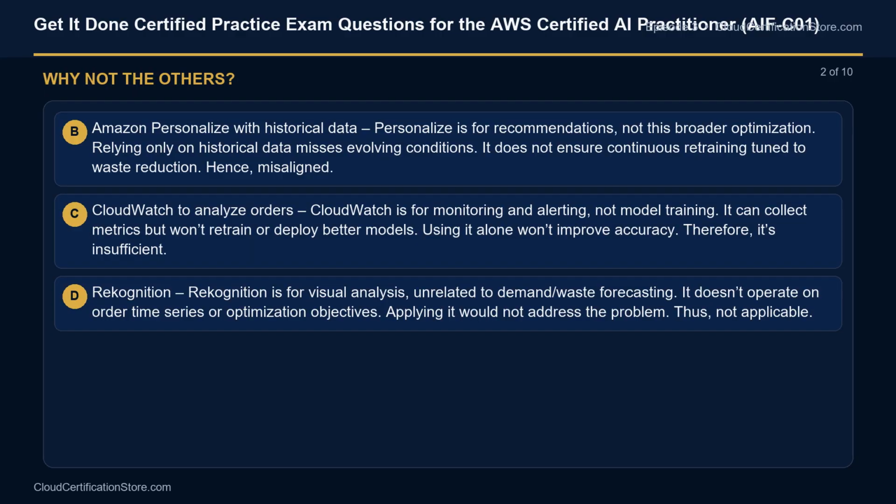Why not option B? Amazon Personalize with historical data. Personalize is for recommendations, not this broader optimization. Relying only on historical data misses evolving conditions. It does not ensure continuous retraining tuned to waste reduction. Hence, misaligned. Why not option C?